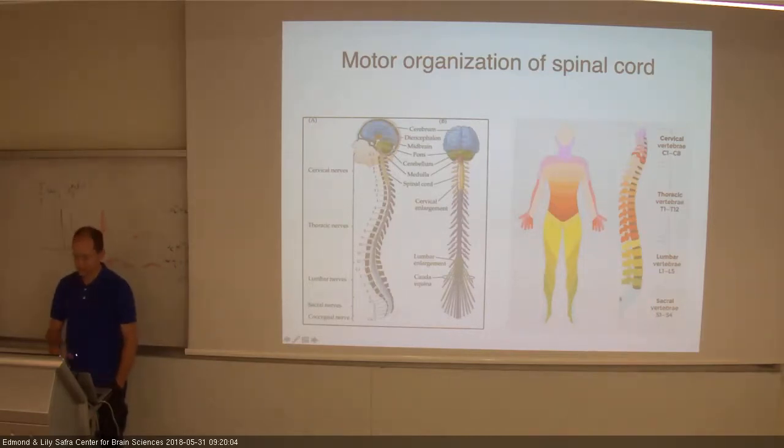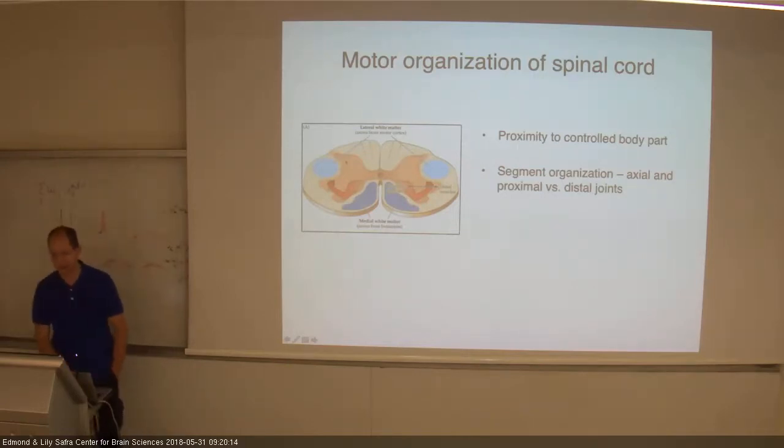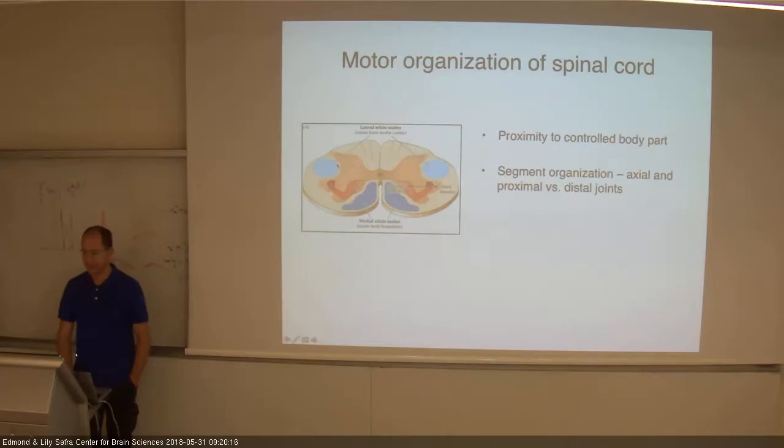So that's the general organization. Just more a micro spinal cord organization. So this is just one slice of the spinal cord. There's the dorsal part. This part. This is more the sensory part of the spinal cord. There's the ventral horn. This part. This is the motor part.